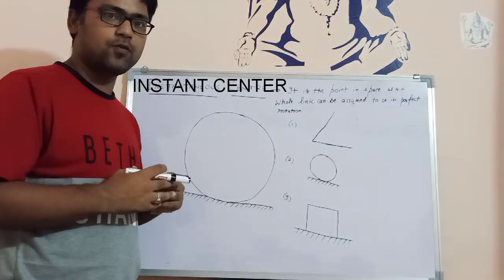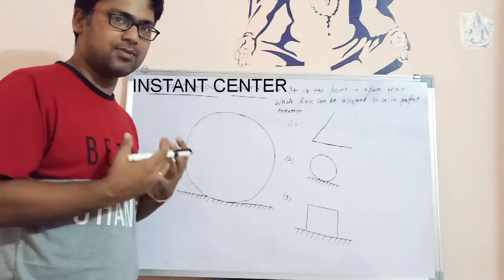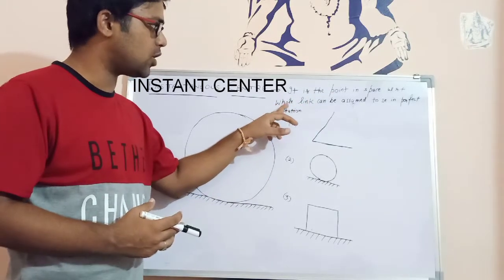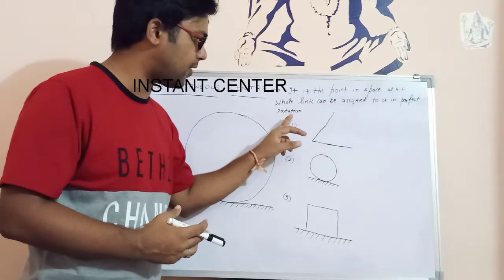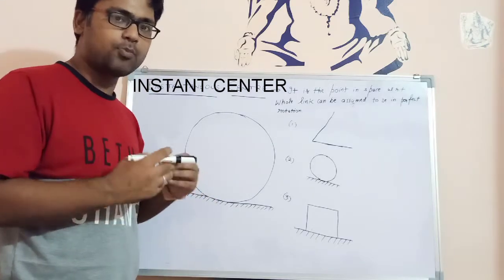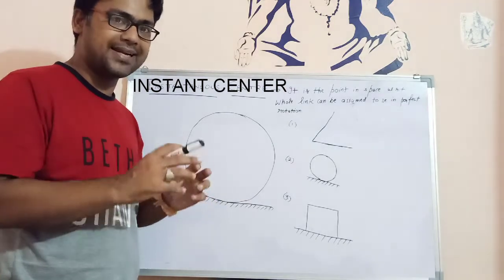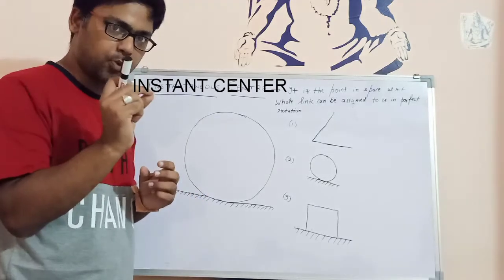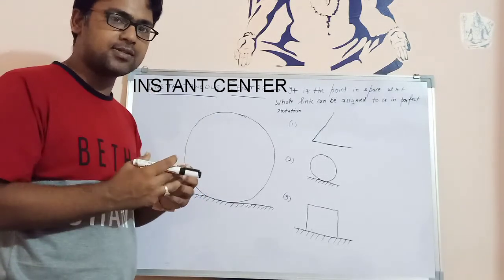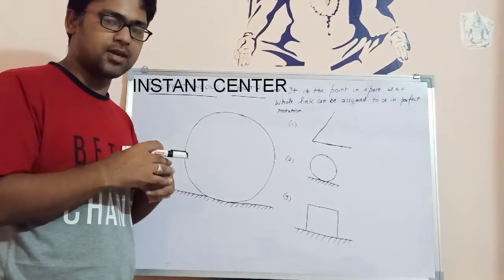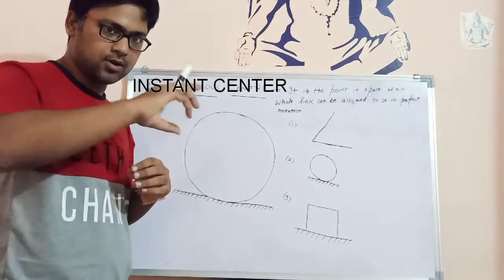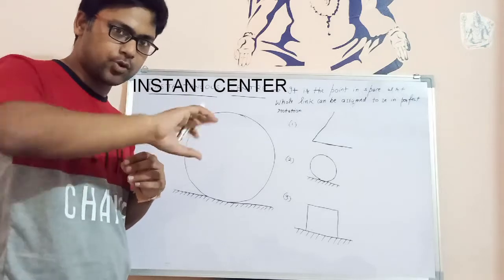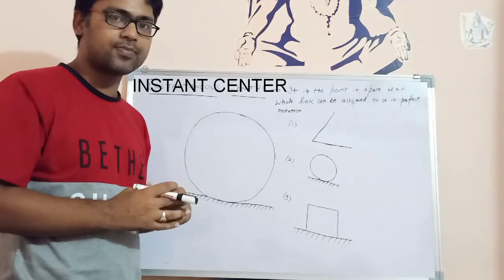Clear? So we are going to start with the definition, what is the meaning of instantaneous center. It is a point in space with respect to which the whole link can be assumed to be in perfect rotation. So it is a point about which we can assume that the entire link of a mechanism can rotate. In any mechanism, let us suppose any particular link can rotate totally about a fixed point. That point about which the link can rotate is called my instantaneous center.